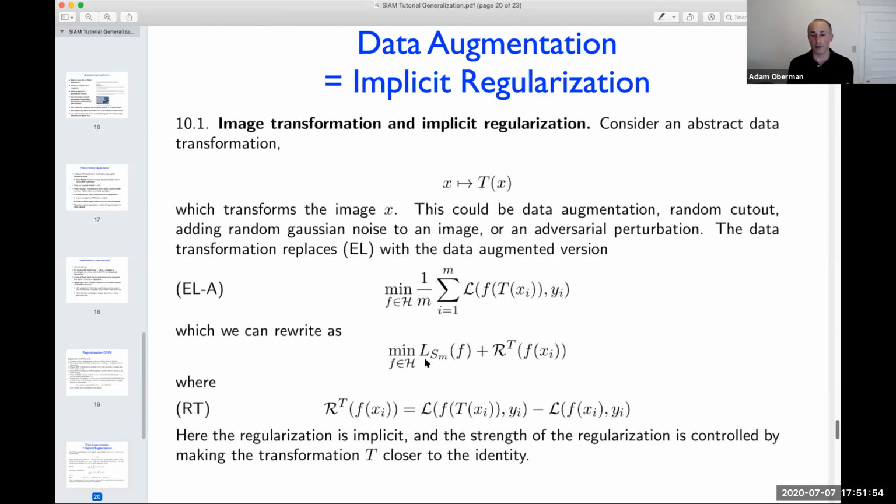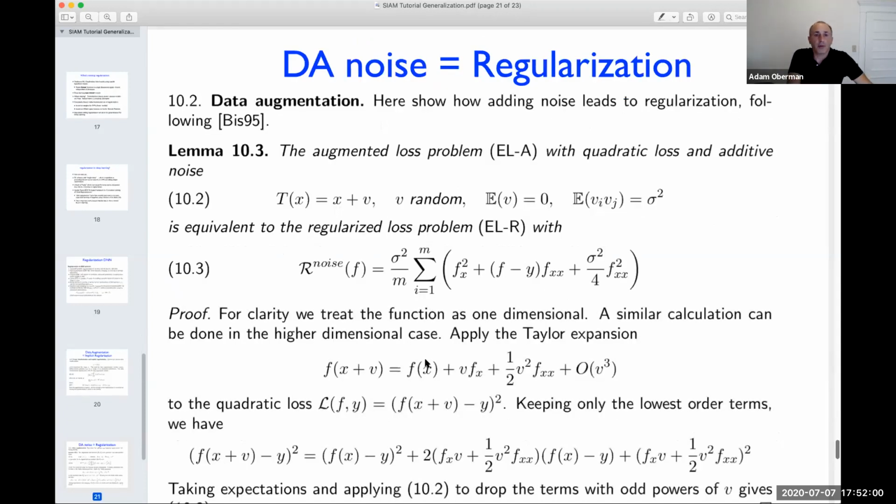Now, when I do particular transformations, we can actually expand, like using Taylor series. Here's an example, a historical one that goes back to '95. If you add a little bit of noise, take expectations, and do a Taylor expansion, you get a bunch of terms, and the main one is the gradient of f squared. That would be like standard Tikhonov gradient regularization. That's a short calculation. I won't go through the details here.